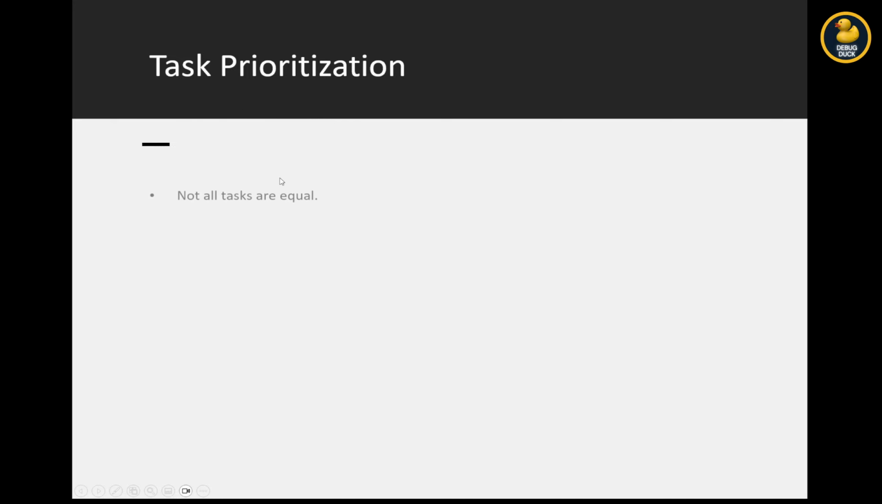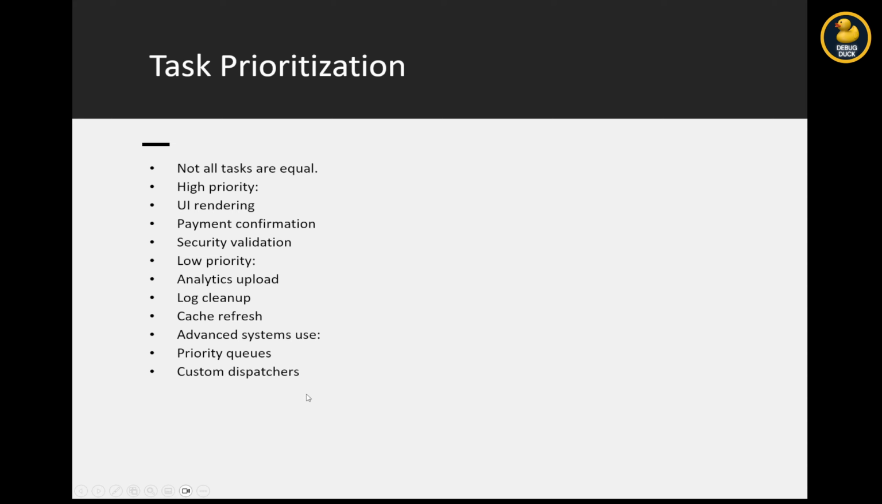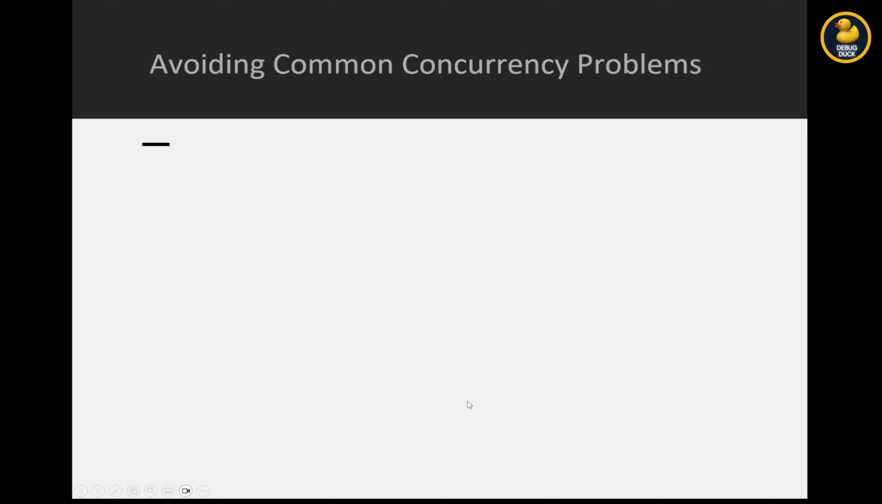Task prioritization. Not all tasks are equal. High priority: UI rendering, payment confirmation, security validation. Low priority: analytics upload, log cleanup, cache refresh. Advanced systems will use priority queues, custom dispatchers, job schedulers. Architects define rules like payment tasks must preempt analytics tasks.